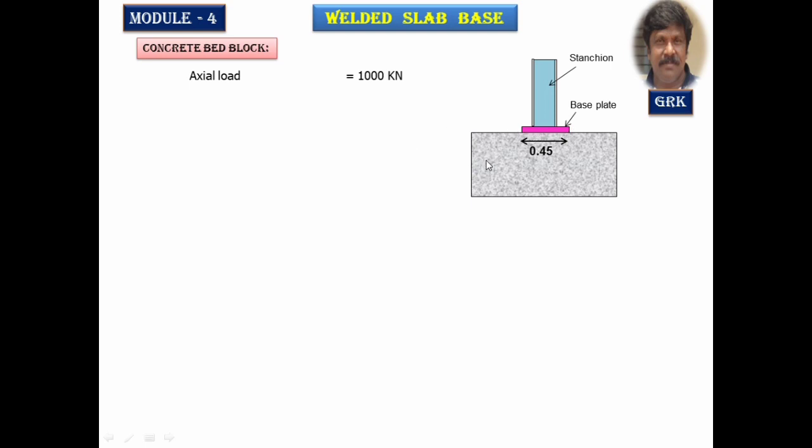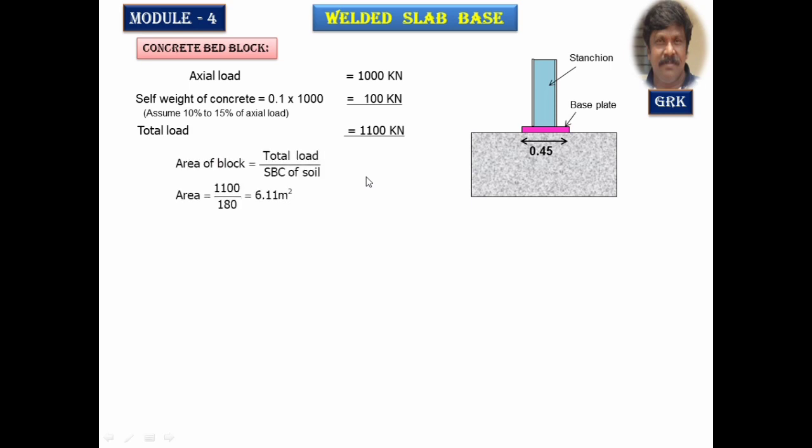Now let us assume the self weight of the concrete as some 10 to 15% of the column load, which is an approximate value. Actual concrete weight can be calculated by knowing the volume multiplied by the density. Now, as an approach, we will go with some percentage of assumption with thumb rules. Taking 10%, 0.1 times this, it totally works out to be 1100 kilonewton. Divide this value by the SBC of the soil, and you get the area of the concrete block.